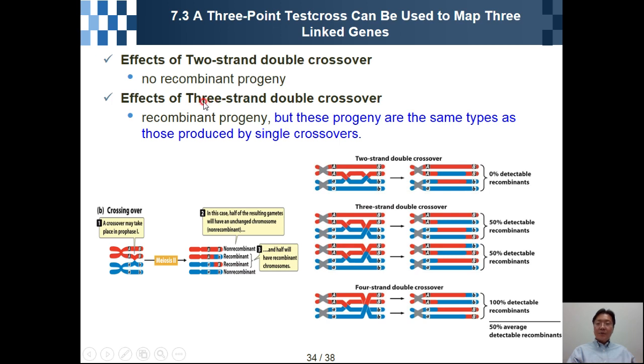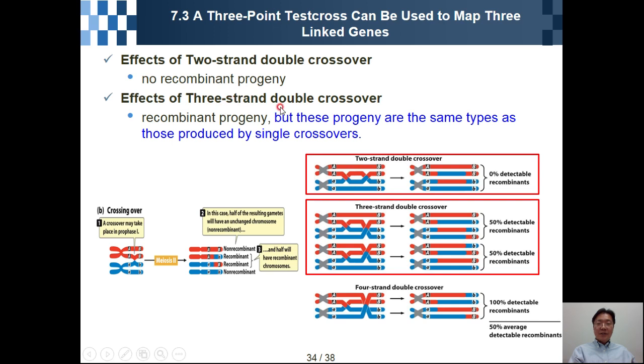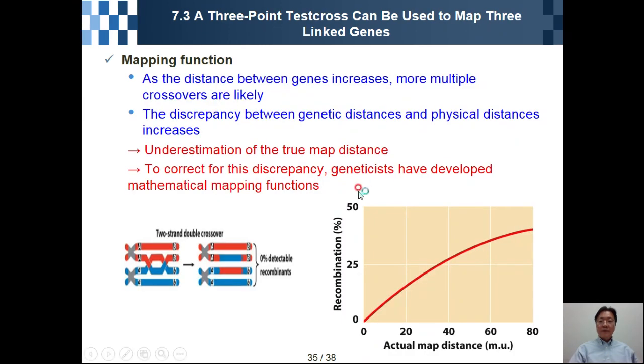So even after 3-strand double crossover happens, the progeny is of the same type as those produced by single crossover. So this is the 2-strand double crossover, no recombinant progeny, but even after the 3-strand double crossover, we have the recombinant. But this progeny is of the same type as those produced by single crossover. In this slide, I will explain the mapping function.